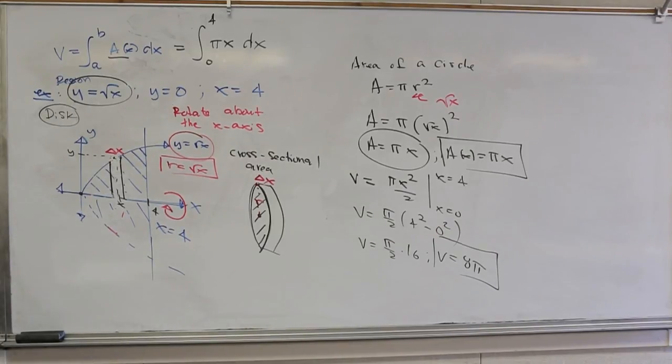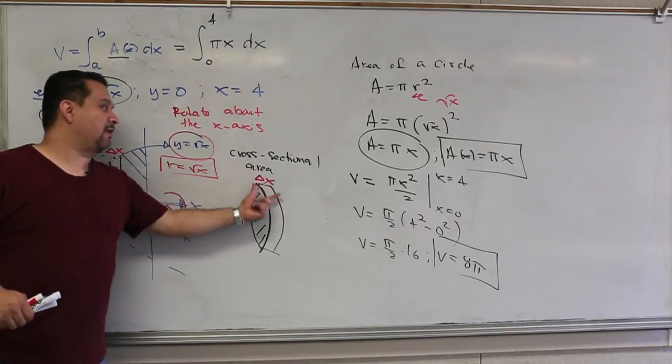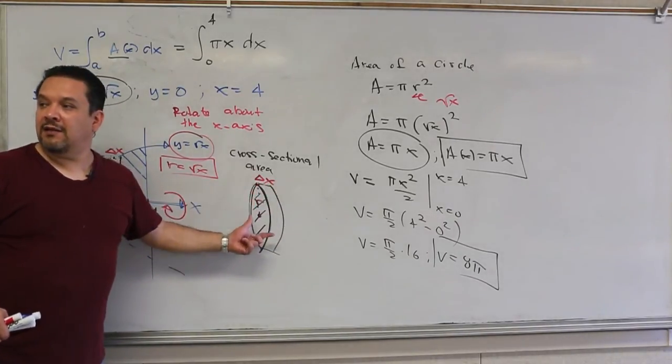So the volume's 8 pi. And they call this the disk method, only because if I take my strip and I rotate it about the x-axis, what you should see is a disk. That's all.